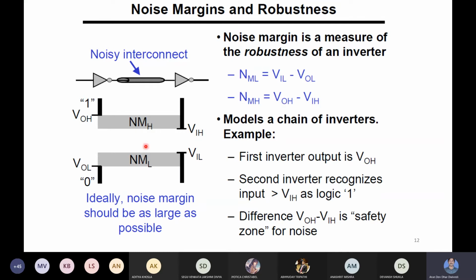Here we can see the difference between VOH and VIH is NMH, the noise margin high, and the difference between VIL and VOL is NML. So from this diagram it is clear that we can calculate noise margin for both high and low cases. This portion is forbidden, and this portion is useful for this inverter.